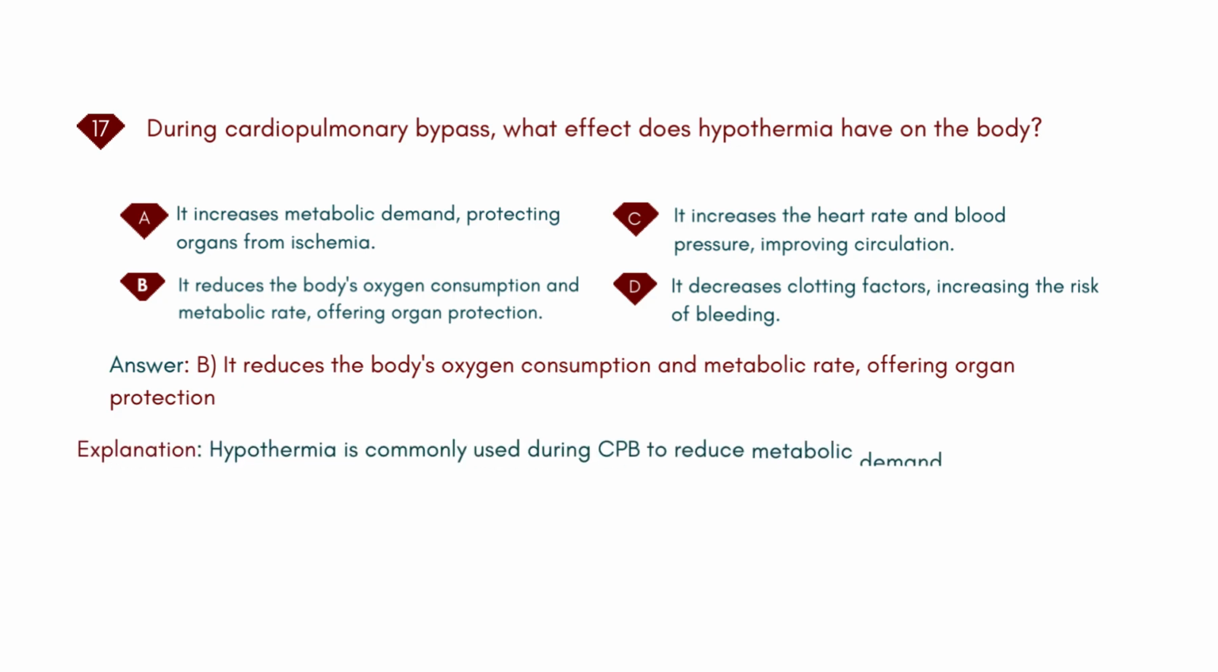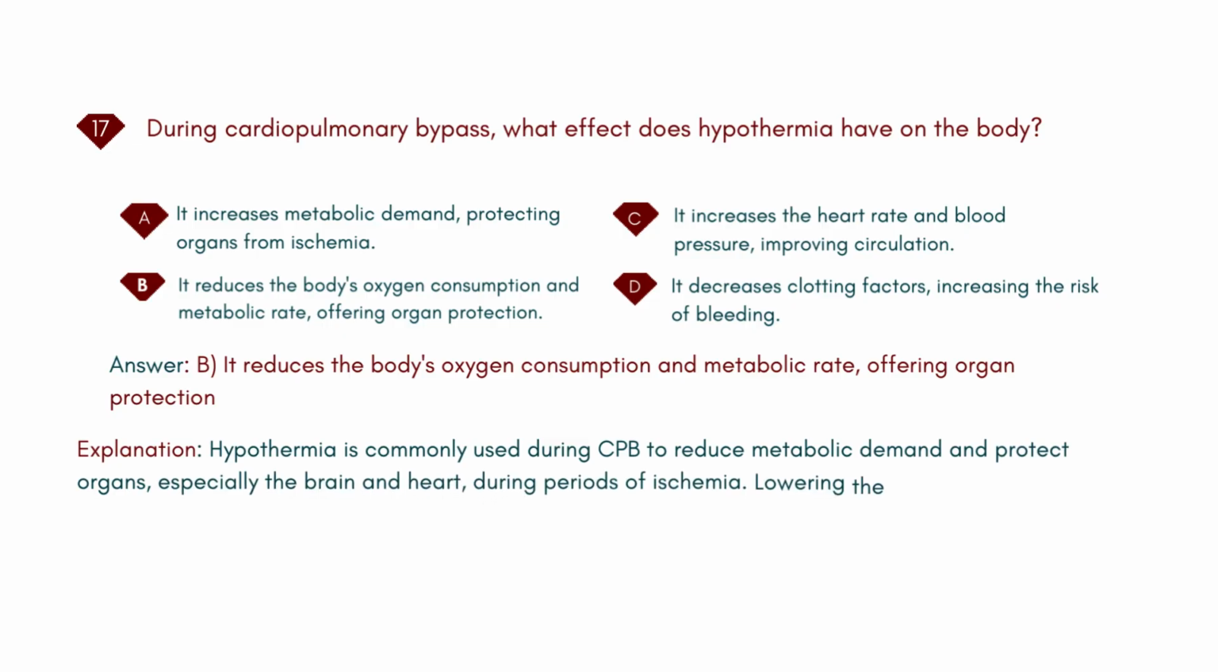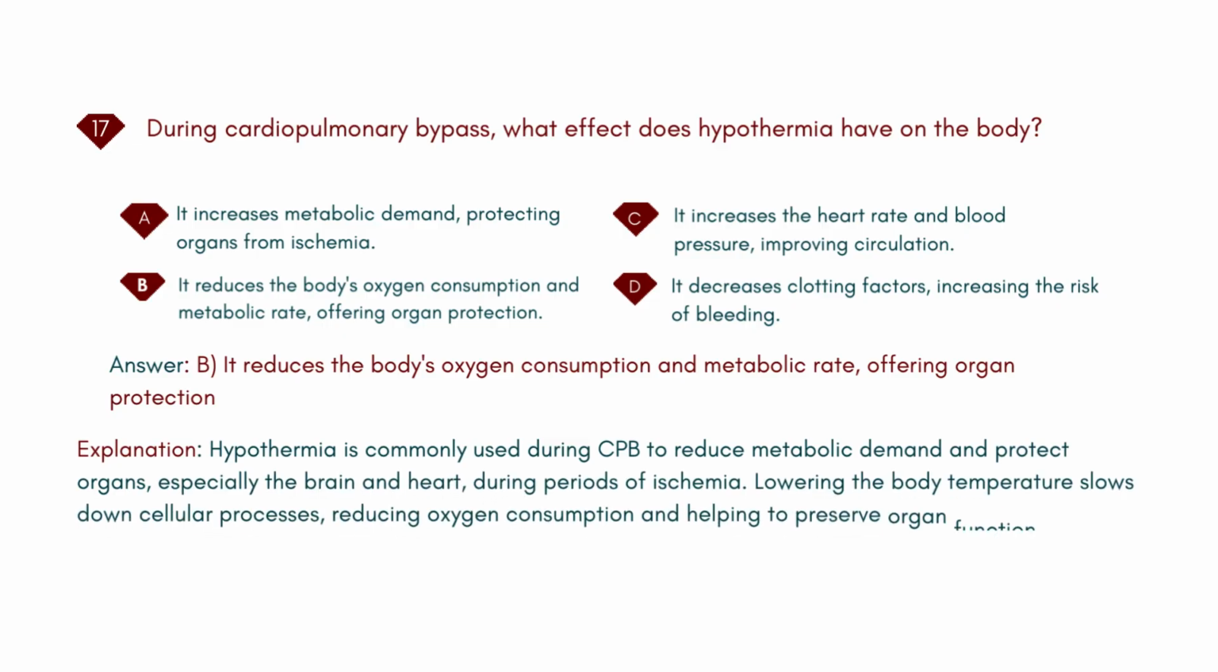Explanation: Hypothermia is commonly used during CPB to reduce metabolic demand and protect organs, especially the brain and heart, during periods of ischemia. Lowering the body temperature slows down cellular processes, reducing oxygen consumption and helping to preserve organ function while the heart is not pumping.